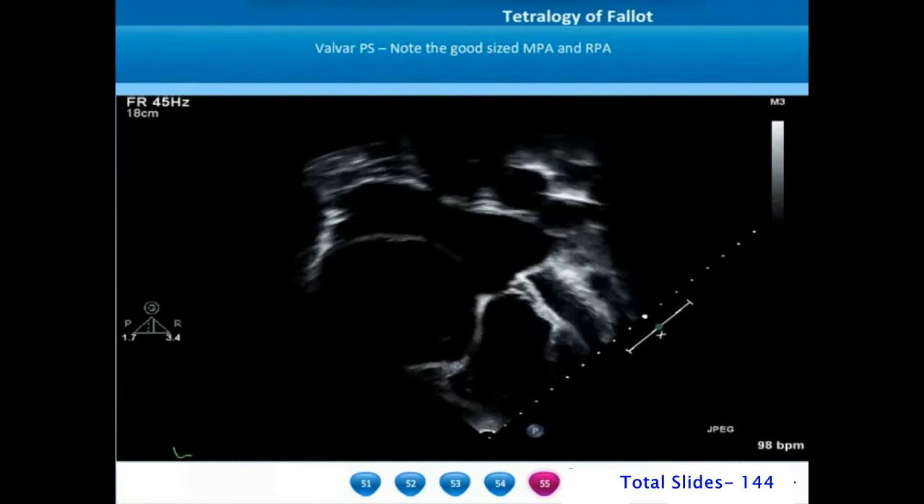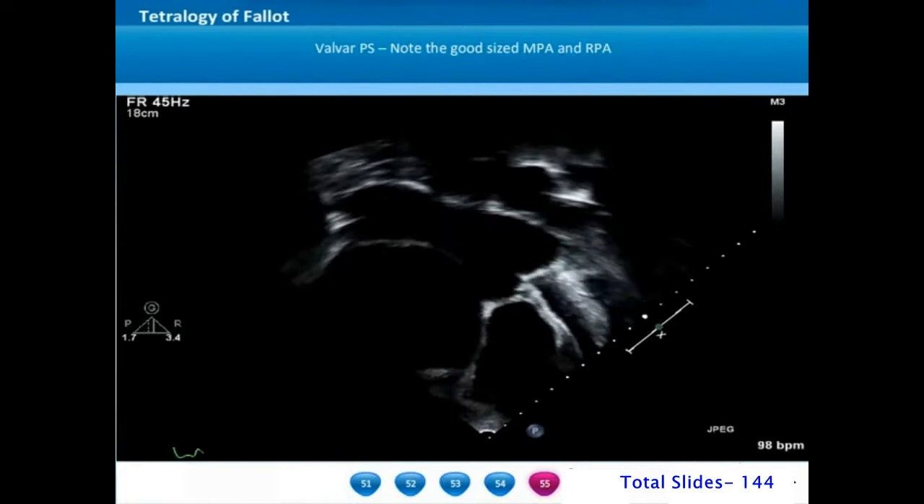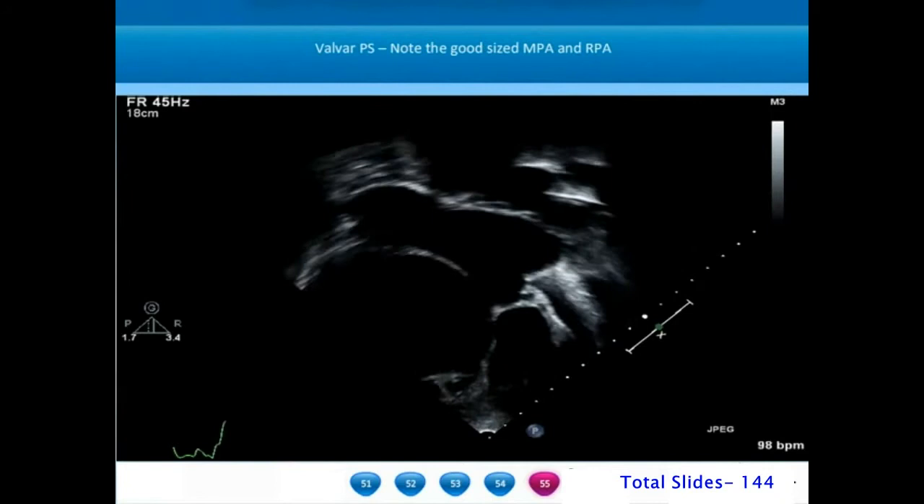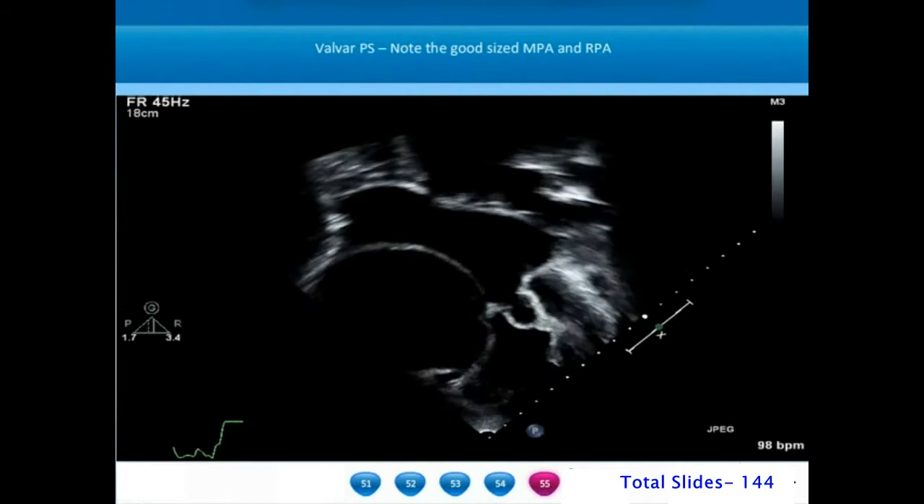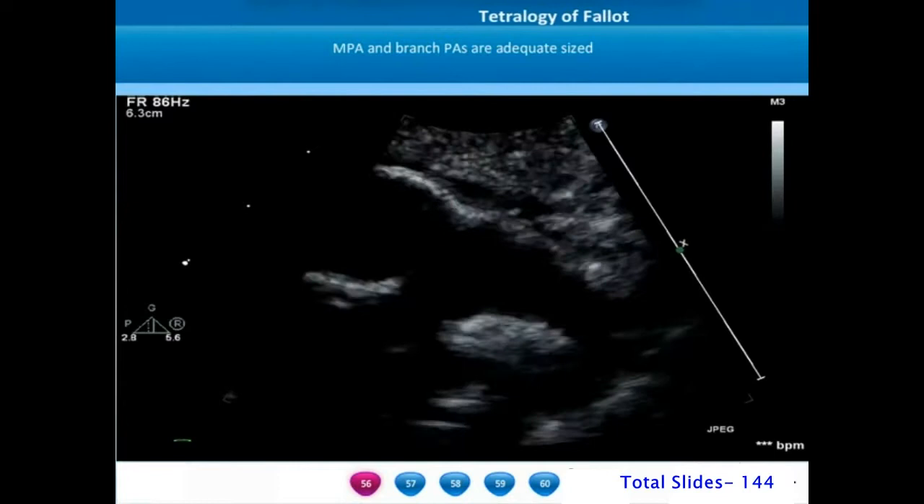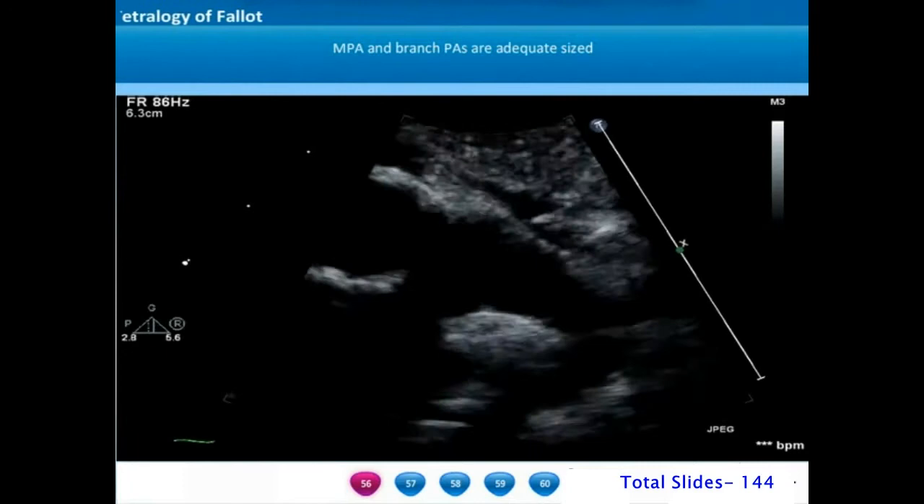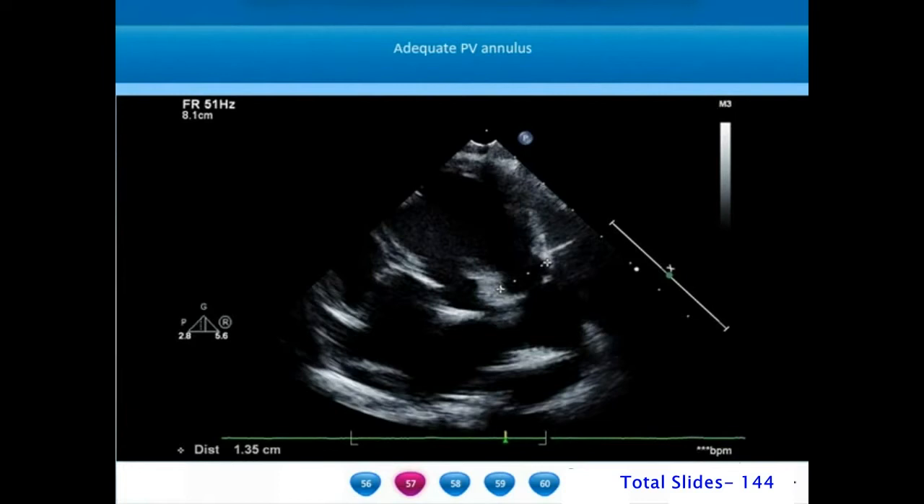In patients with pulmonary valvar stenosis, if the valve is very dysplastic and associated with some degrees of pulmonary regurgitation, there will be marked dilatation of the main pulmonary artery, right and left pulmonary arteries. The main pulmonary artery and branch pulmonary arteries are appreciated on a parasternal short axis view and they are well developed in this example. Pulmonary annulus is measured in systolic frame on parasternal short axis.